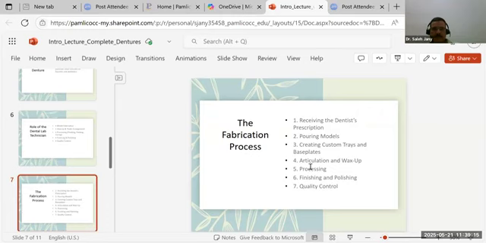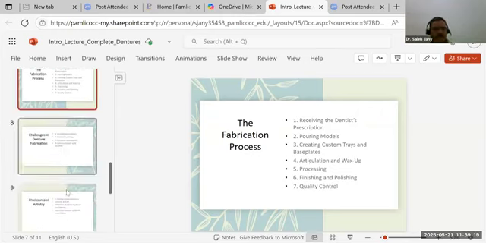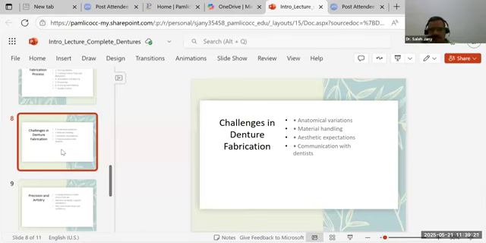So there's the fabrication process: receive the dentist prescription, pouring models, creating custom trays. You do articulation, wax set-up, processing, finishing, quality control. There are always challenges. With complete denture, the challenging one is the lower denture, because we don't have space, and we don't have the good bone for good denture support.